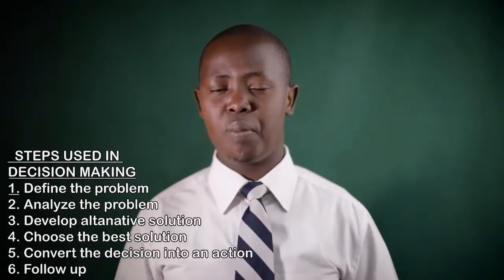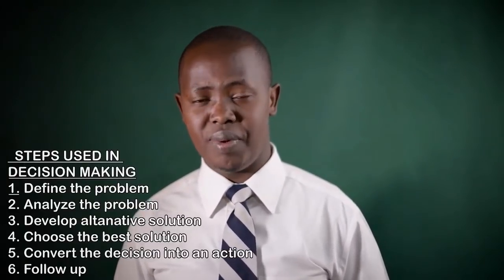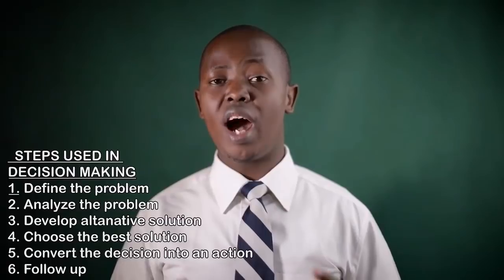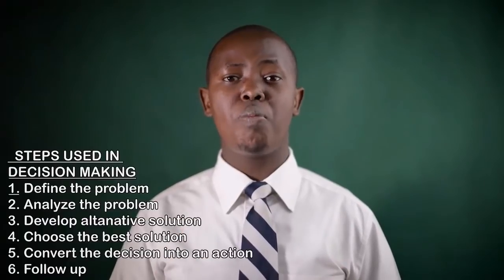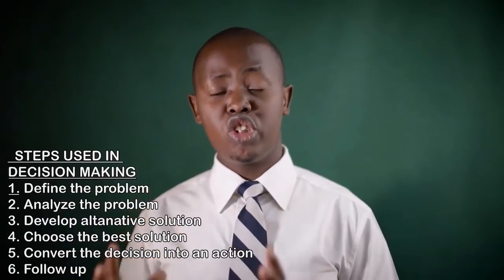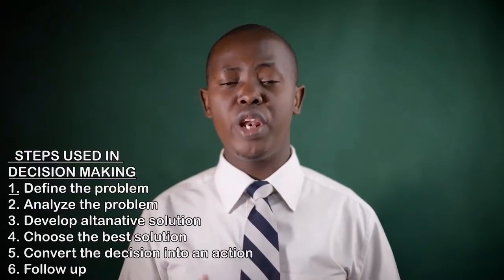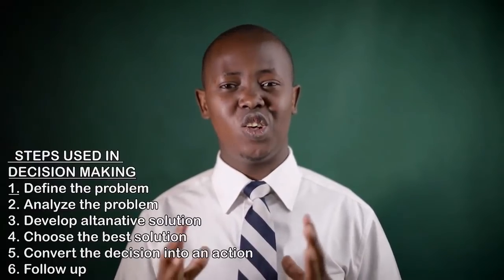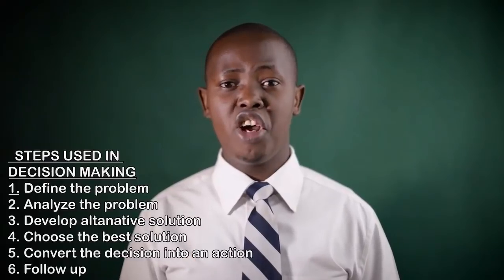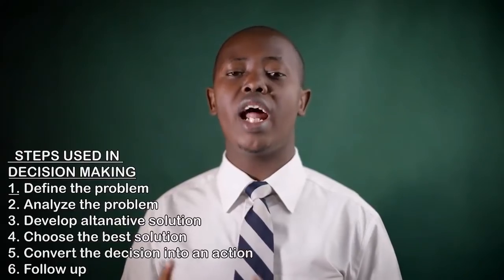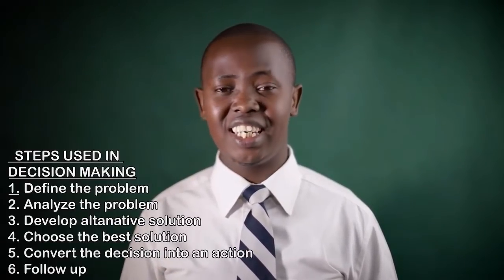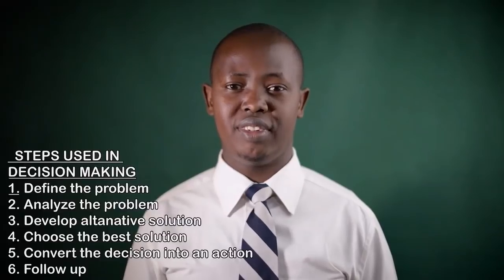Allow me to mention these 6 steps that are used in decision making. The first step is defining the problem. Secondly, you need to analyze the problem. Then third, you need to develop alternative solutions. Then number 4, you need to choose the best solution. Then number 5, you need to convert the decision that you've made into action. And then number 6, lastly, you need to follow up.